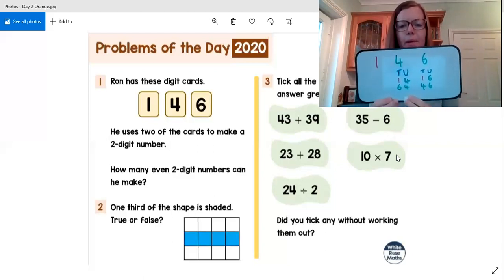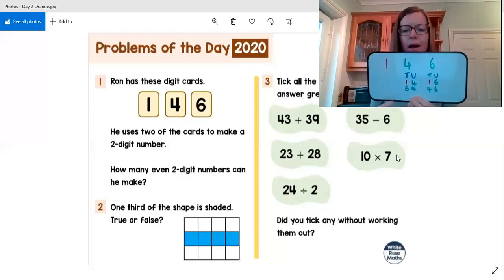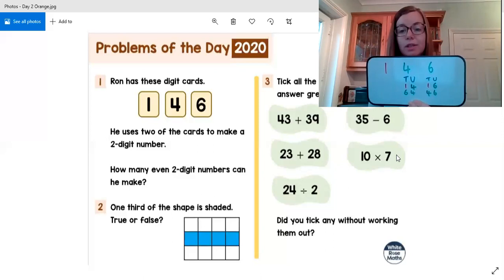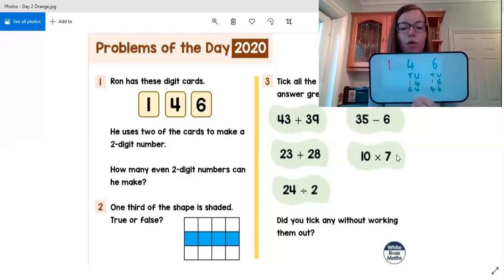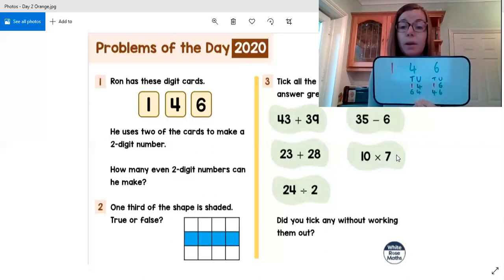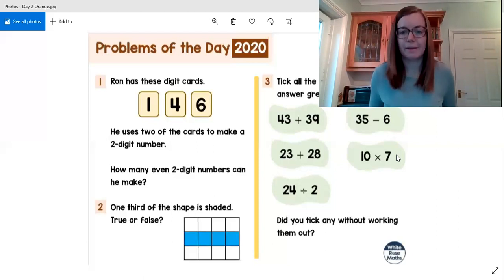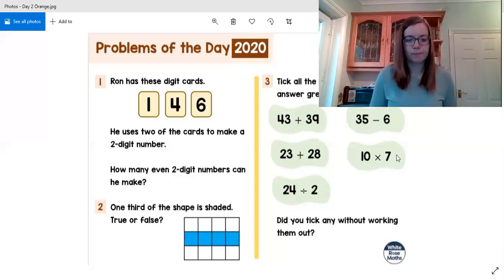I think that might be it, because if I try again and I have the 1 in the units column, we already know that the 1 is not an even number. So we end up with 14, 16, 46 and 64 being the 4 even numbers, or 4 2-digit even numbers we can make. Okay, question 2.